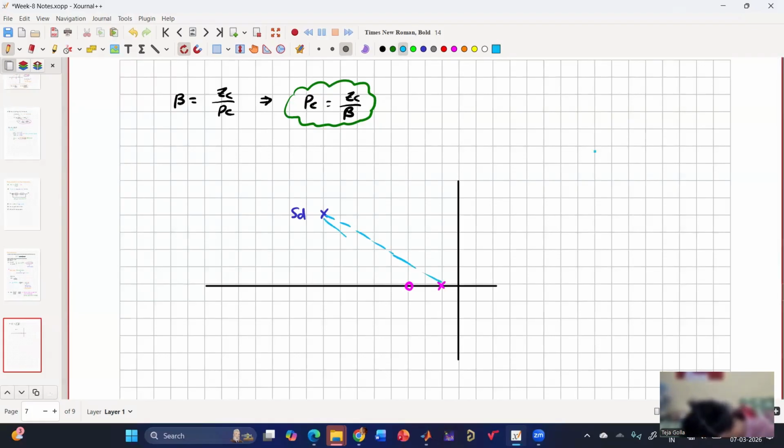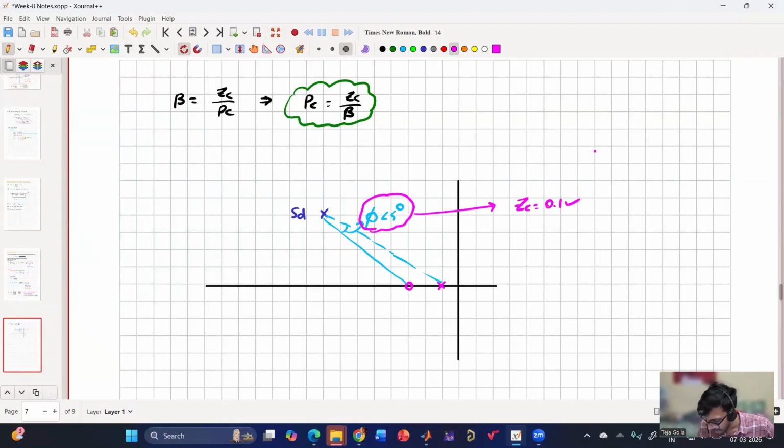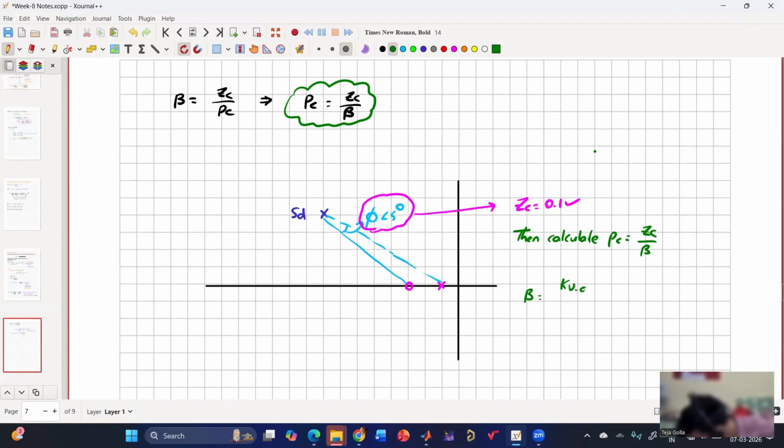So we consider this angle theta, or I should say phi, should be less than 5 degrees. Okay, but how do we calculate? Usually as a thumb rule, we always consider ZC to be around 0.1, which is what sir has considered. Once we know ZC, then calculate PC using ZC by beta. Okay, but how do I know beta? Beta is KV desired by KV obtained.